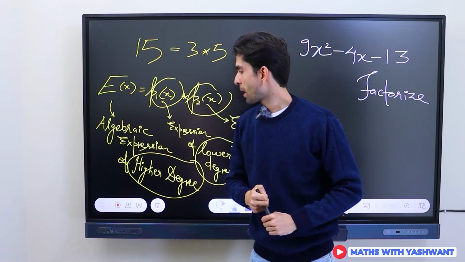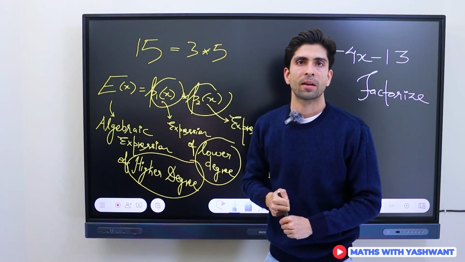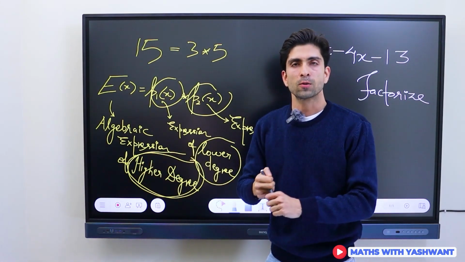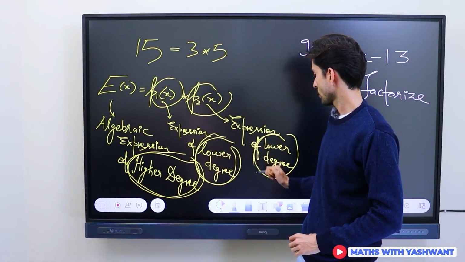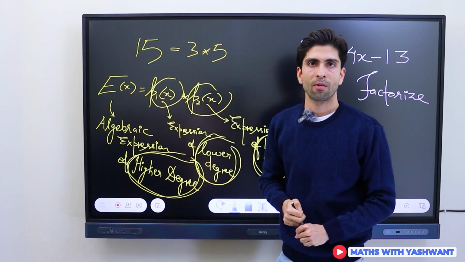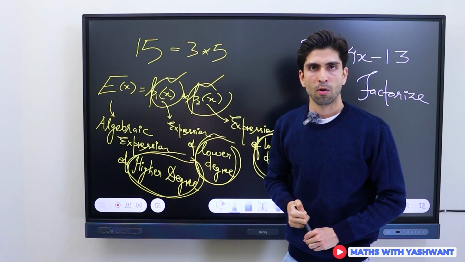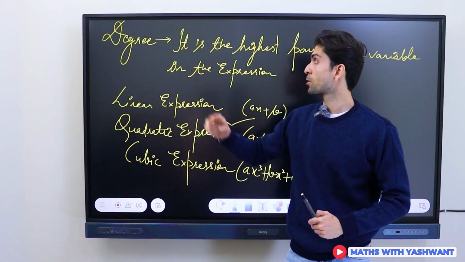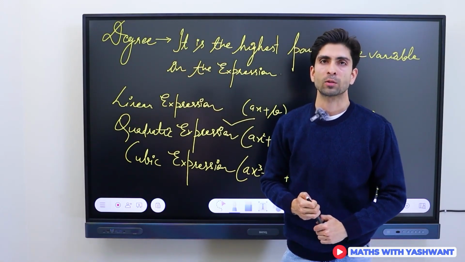Now the same logic goes for algebraic expressions as well, wherein we factorize a bigger and complicated algebraic expression of higher degree as a product of smaller and lighter algebraic expressions of lower degree. Here, E of x represents the algebraic expression of higher degree and P1x and P2x represent algebraic expressions of lower degree in the factorized form. Now I hope you are familiar with the term degree, which is the highest power of the variable in the expression.